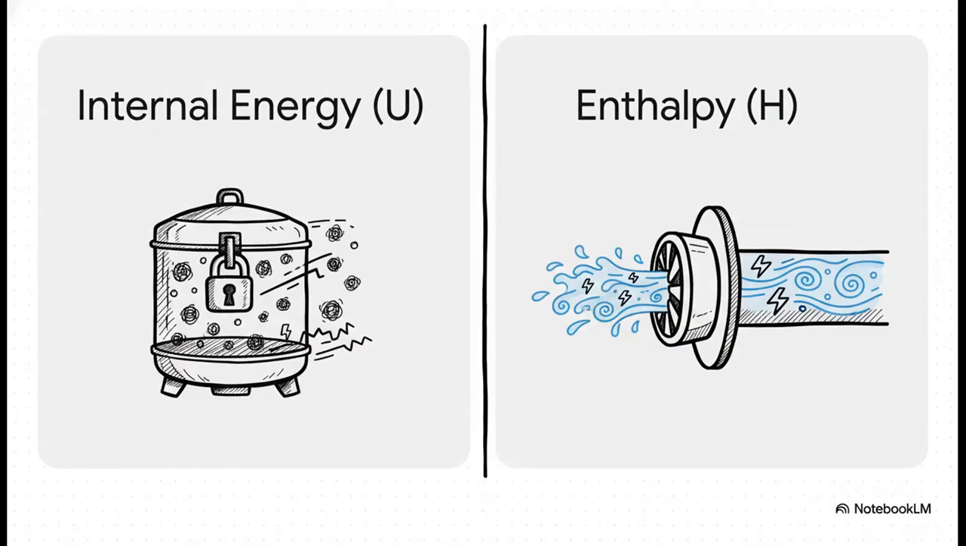So, here's the bottom line. It is absolutely crucial to pick the right tool for the job. If you're looking at a sealed tank, you use internal energy, U. But if you're analyzing a turbine or a pump or a chemical reactor where stuff is constantly flowing through, you have to use enthalpy, H. Using the wrong one would be like trying to balance your personal checkbook using a giant corporation's accounting software. The numbers just wouldn't make any sense.